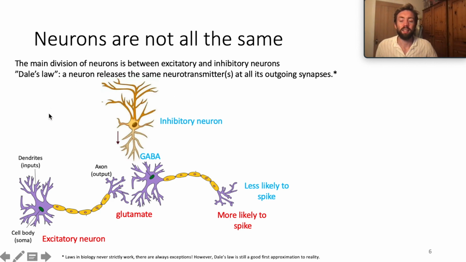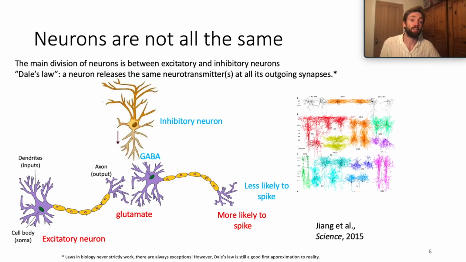Now, when we say a neuron is glutamatergic or GABAergic, we mean that the main neurotransmitter that it emits is glutamate or GABA. And we can do this because of something called Dale's law. Dale's law says that a neuron releases the same neurotransmitters to all of its outgoing synapses. So if this neuron releases glutamate to this one cell, but it connects to multiple cells, then it will release glutamate to all of those cells. And this is approximately true, but like almost everything in biology, there are some exceptions.